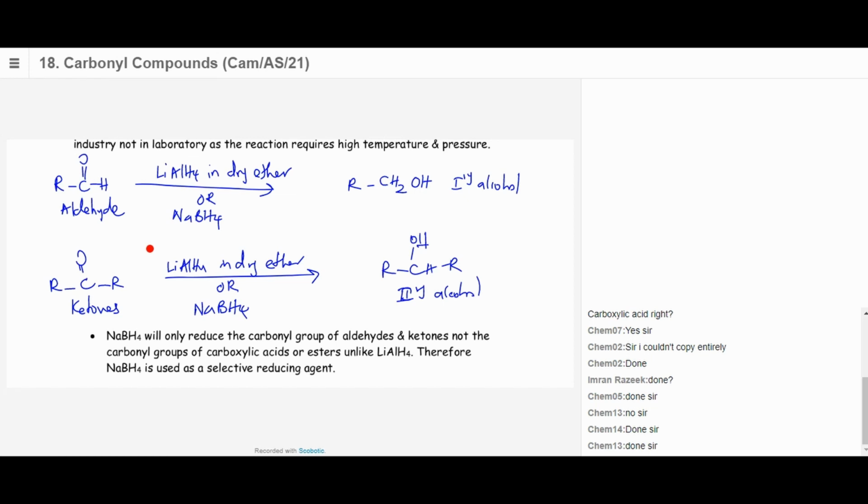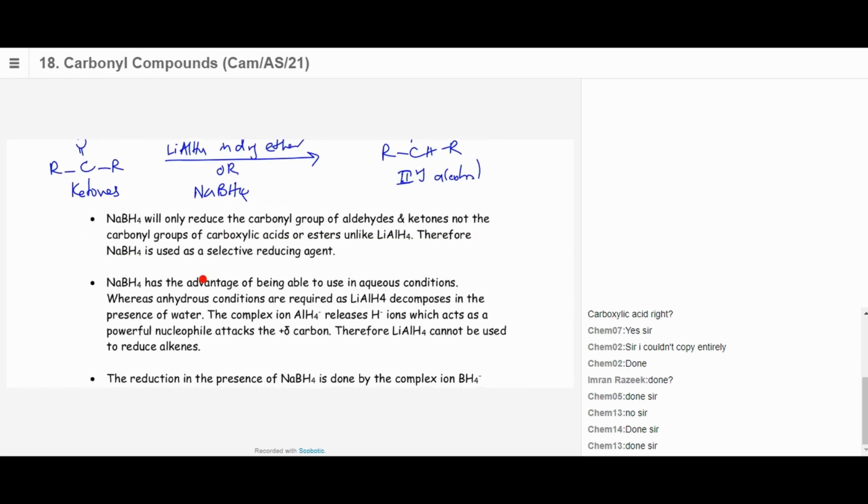But lithium aluminium hydride can be used to reduce any compound with the carbonyl group. It can be aldehyde, it can be ketone, anything with a carbonyl group. But sodium borohydride can be used to reduce only aldehydes and ketones, right? So therefore, we call sodium borohydride a selective reducing agent. So only aldehydes and ketones can be reduced, right?